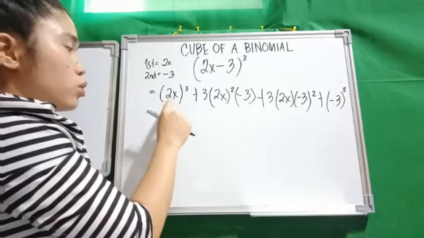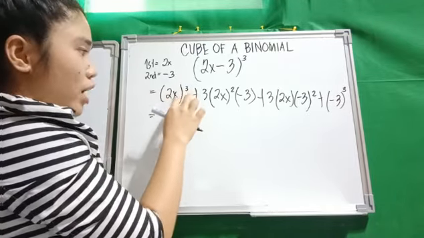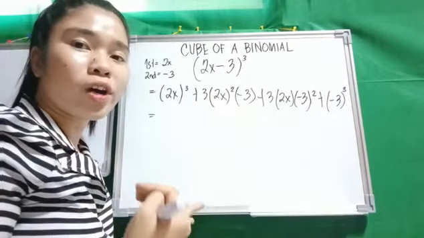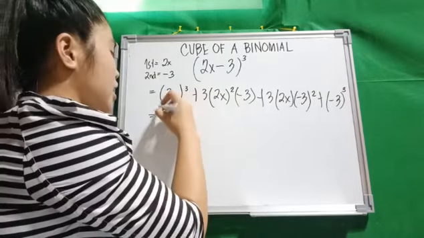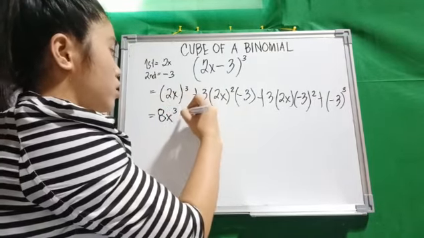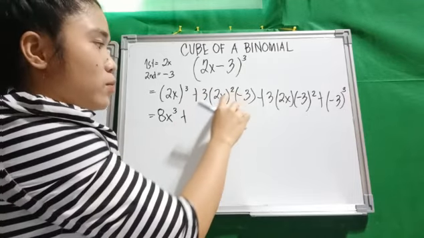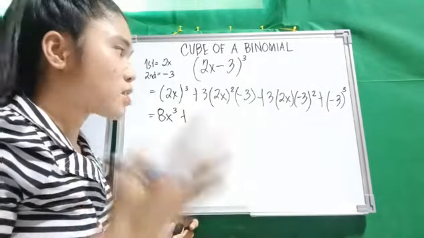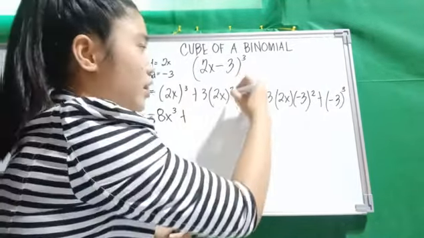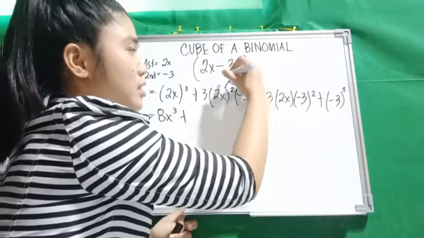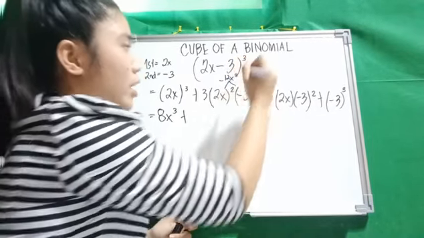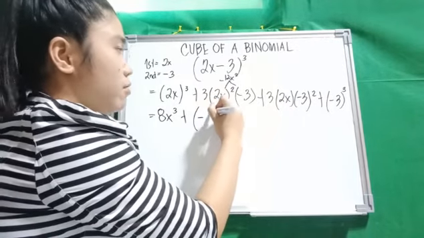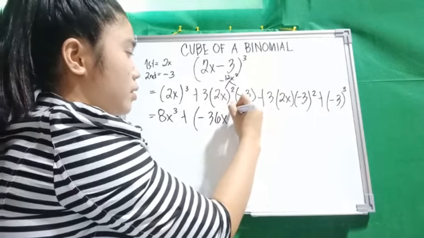So, we have 2x cube will give us, ang ibig sabihin nito ay 2 times 2 times 2. Tatlong beses na 2. So, 2 times 2 will give us 4. 4 times 2 will give us 8x cube plus, eto muna. I-square muna natin yung 2x. So, 2x times 2x will give us 4x square. 4x square times negative 3 will give us negative 12x square. Then, after nyan, ito, i-multiply natin sa x. It will give us negative 36x square.